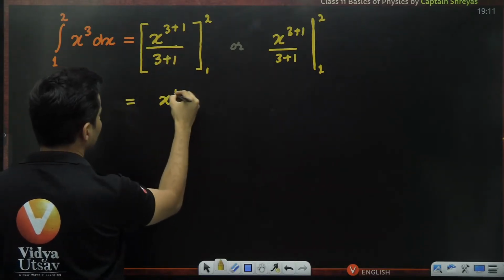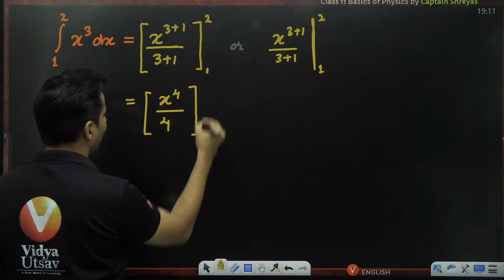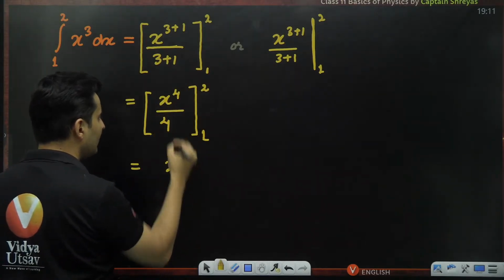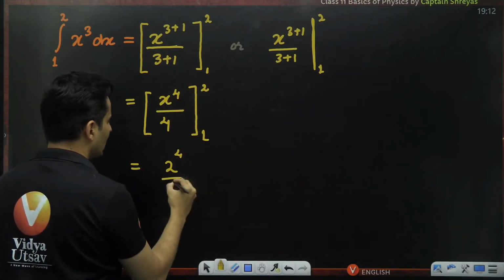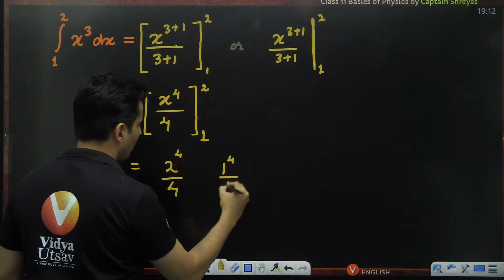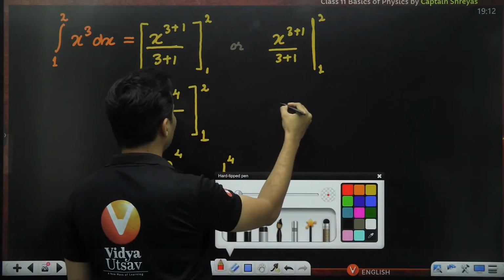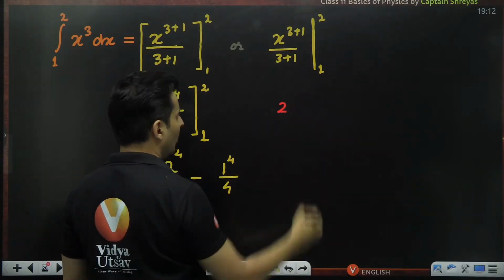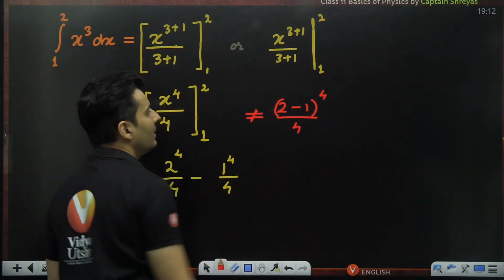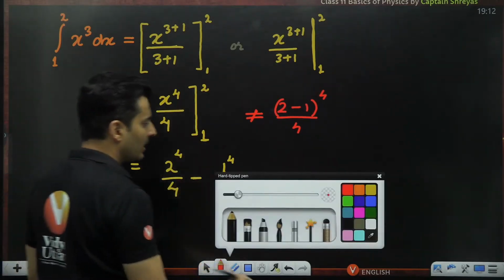X raised to 3 plus 1 is x raised to 4 by 4. Let's not forget our limits 1 and 2. What did I tell? First put the upper limit. That means instead of x, put 2. Then put the lower limit, which is 1. Instead of x, put 1. And then subtract that. Never ever do this. Don't do 2 raised to 4 or 2 minus 1 whole thing raised to 4 by 4. This is definitely not correct. This is wrong. Do this separately and then subtract.